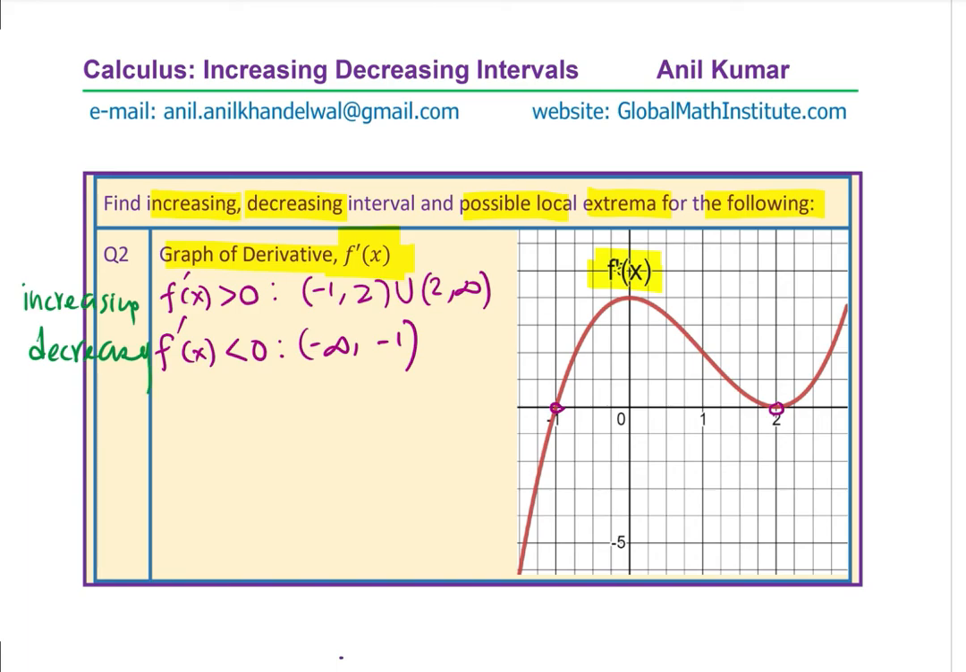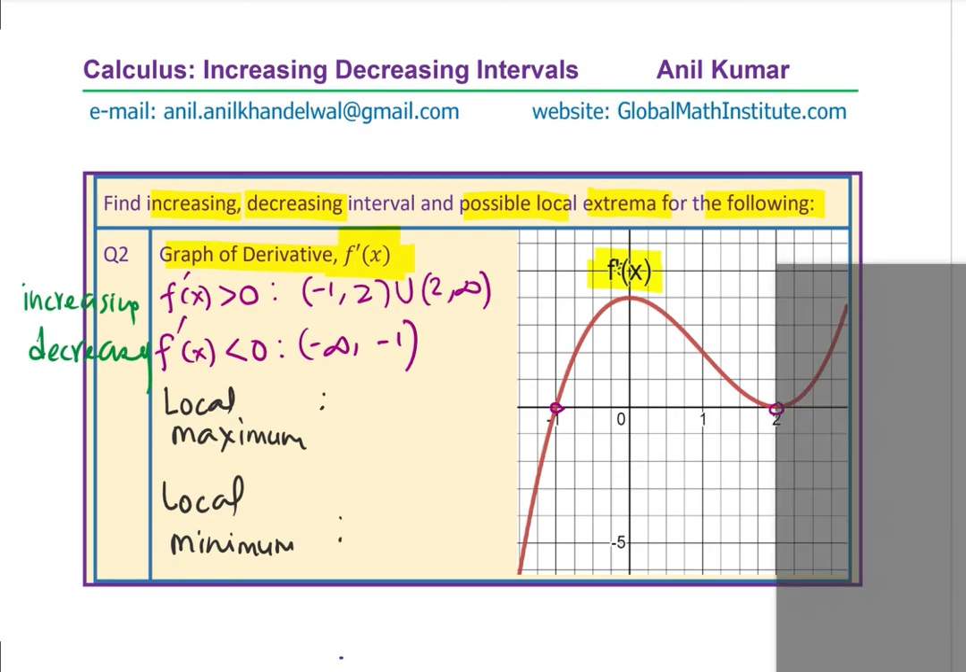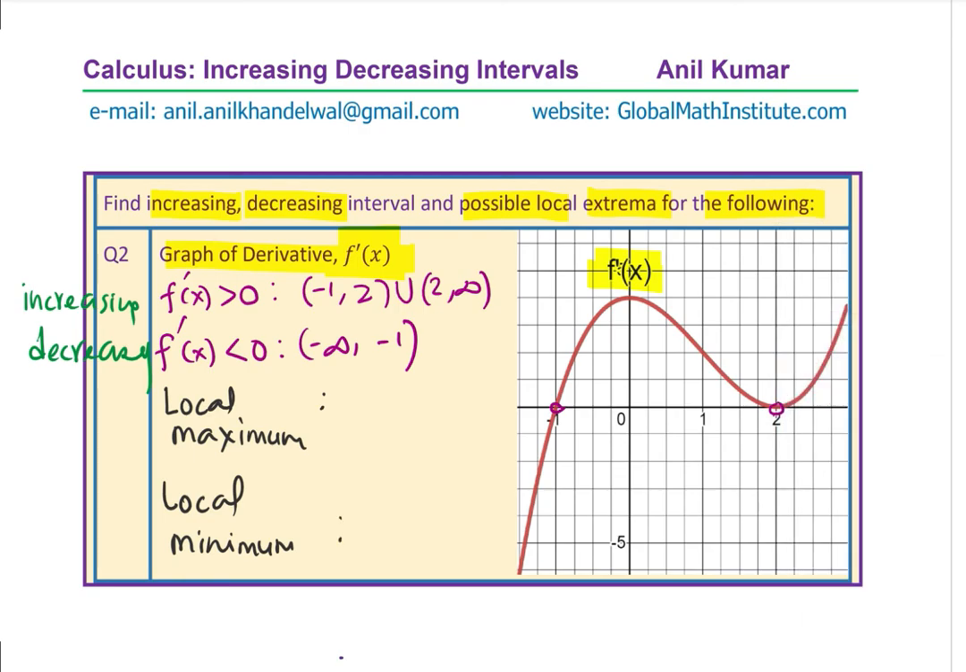Now we can write down the local maximum and the local minimum also. Can you tell me what is local maximum here and what is local minimum? Well, the local maximum and minimum is at the point where f prime x is 0, right? That is the critical number. So this could be either of these points.